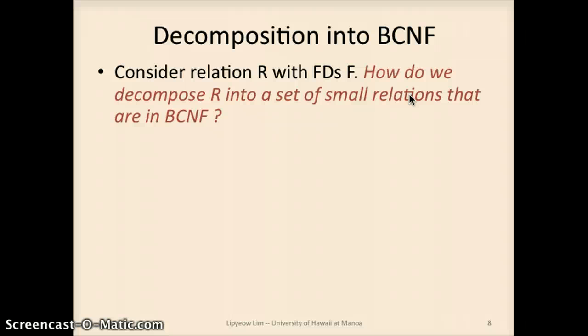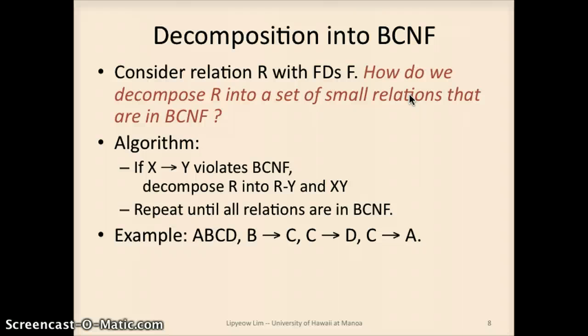Now, how do we decompose R into a set of smaller relations that are all in BCNF? Well, the intuition is quite simple. If an FD violates BCNF, pull that out into its own relation. Repeat until all relations are in BCNF.